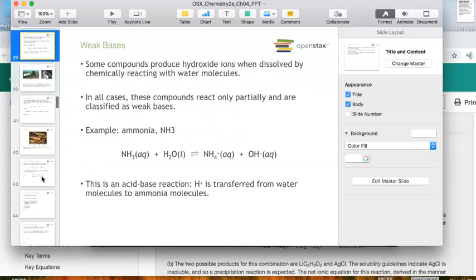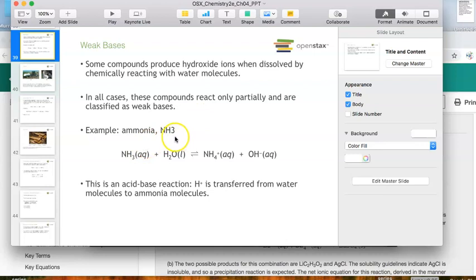Just like weak acids, weak bases produce hydroxide ions when dissolved by chemically reacting with water molecules, but just like weak acids, they don't react completely. They only react partially. That's why they're called weak bases and not strong bases. A strong base would react completely, 100%. Weak bases do not. They only will react to some extent less than 100%.